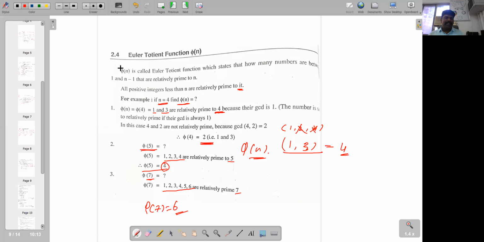So this phi of n defines the number of relatively prime numbers for the given n. Phi of n is the total number of relatively prime numbers for the given n. Is it clear?